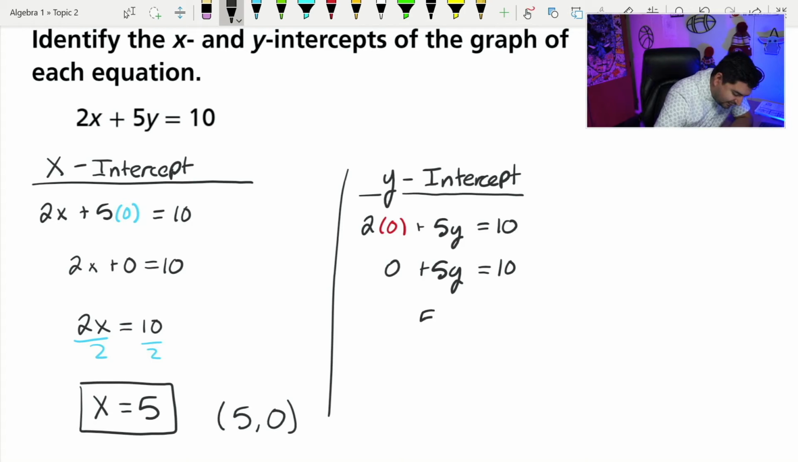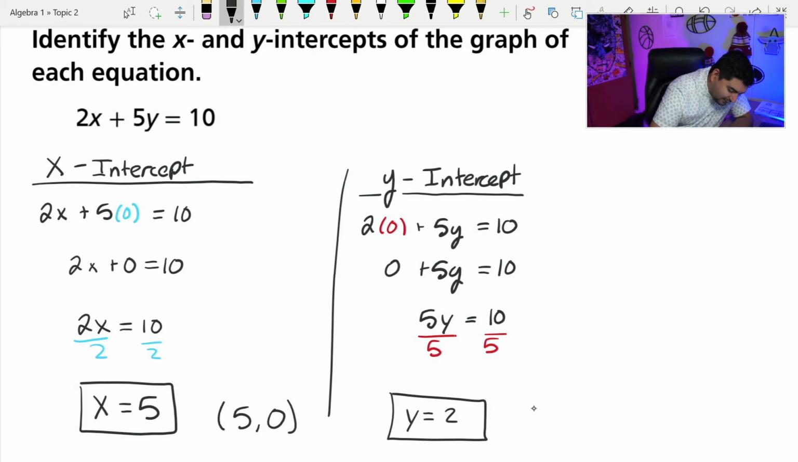Again, I don't necessarily need that 0 there. Really, all I have is 5y equals 10. And just like the last problem, once I get to this step, sometimes I have to divide, sometimes I don't, but typically that's the next step, divide. So I'm going to divide by 5 on both sides to get y by itself. And here I find that y equals 2.